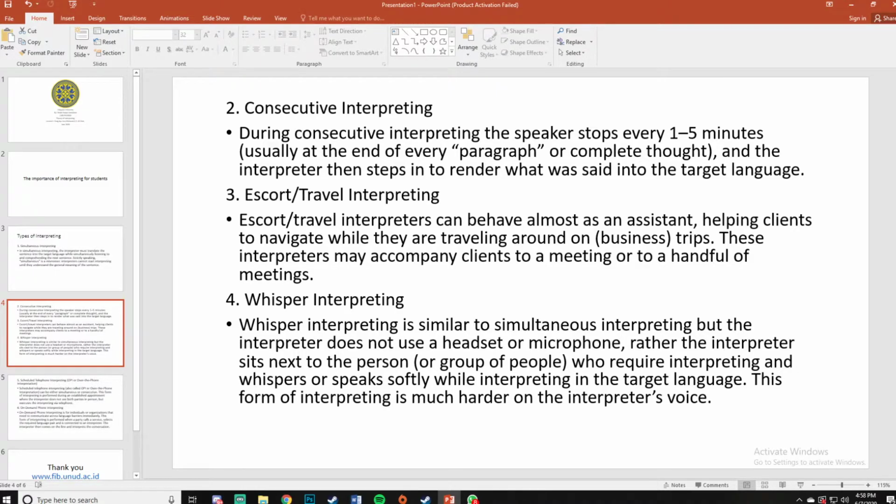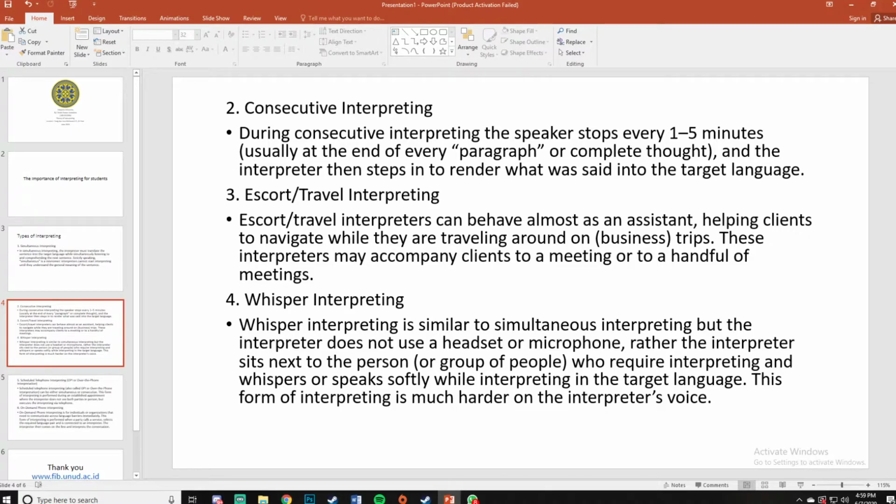Number 3, escort/travel interpreting. Escort/travel interpreting can behave almost as an assistant, helping clients to navigate while they are traveling around on business trips. These interpreters may accompany clients to a meeting or a handful of meetings. These escort/travel interpreters are not just interpreters, but often an actual cultural liaison, responsible for everything from ordering food to closing a multi-million-dollar business deal.